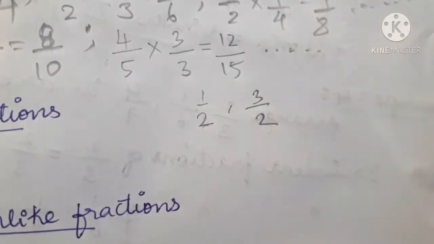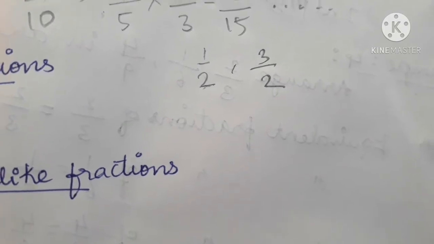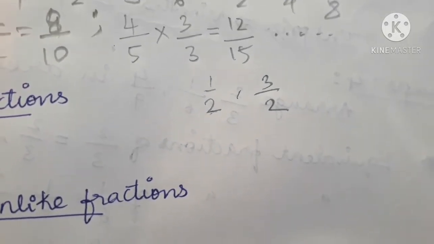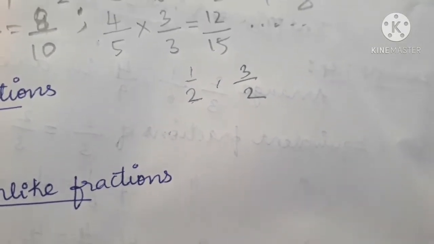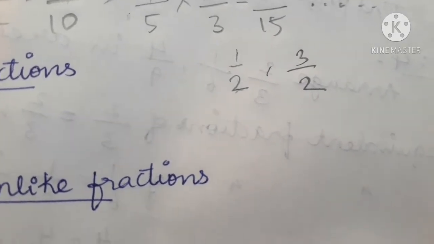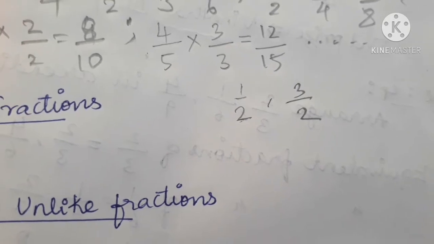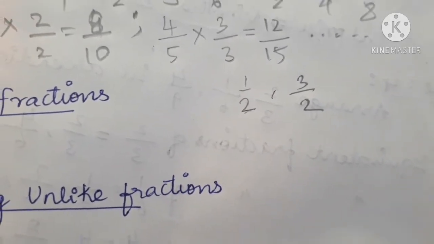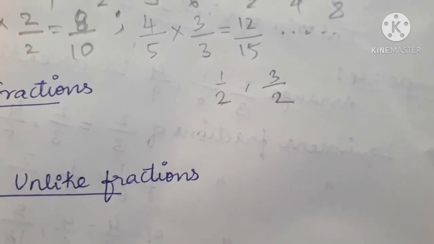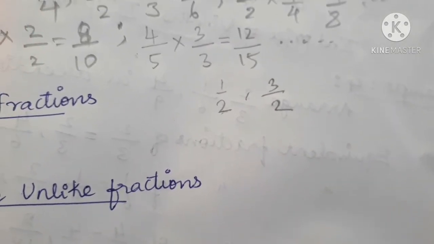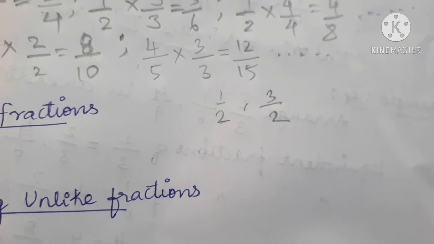So then what are unlike fractions? Unlike fractions are fractions whose denominators are different. We will not consider the numerator in like and unlike fractions. We will only consider the denominator. The numerators may be equal, but fractions whose denominators are or are not equal will be considered as like and unlike fractions.